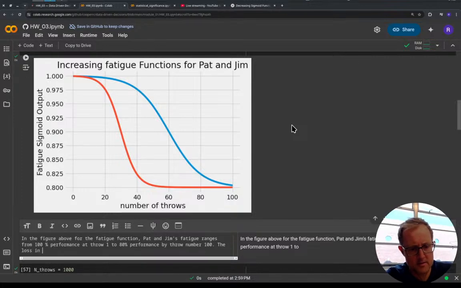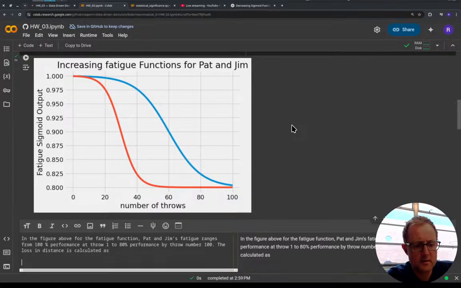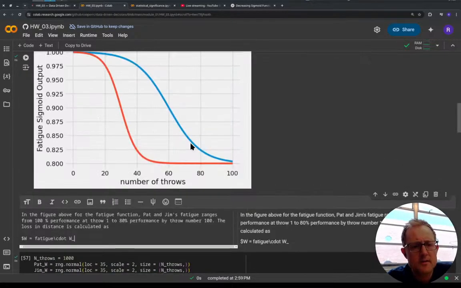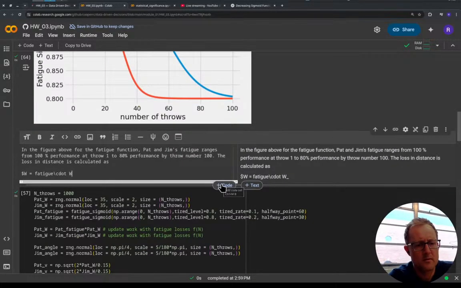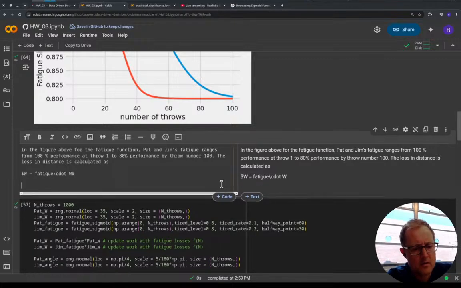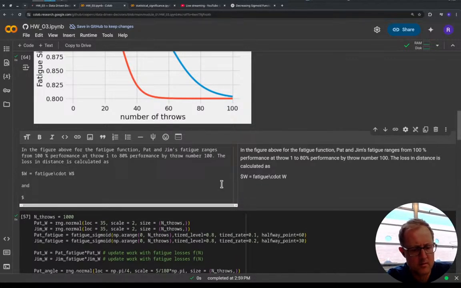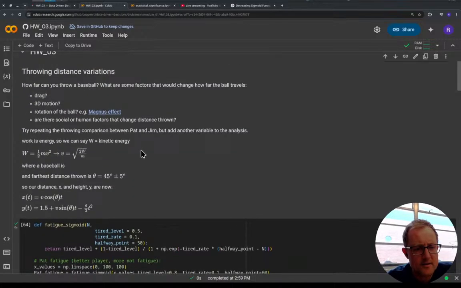The loss in distance is calculated as W equals fatigue, and what do we want to say here? W times W. There we go. Times W. And I'll just copy this from above.